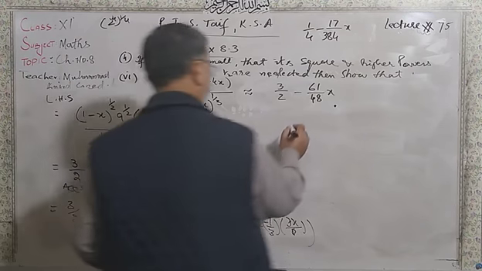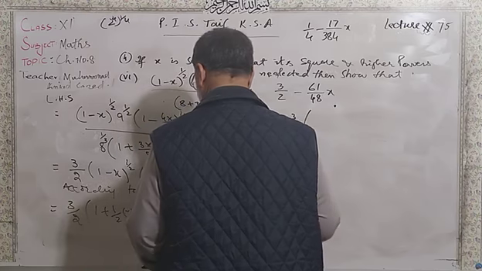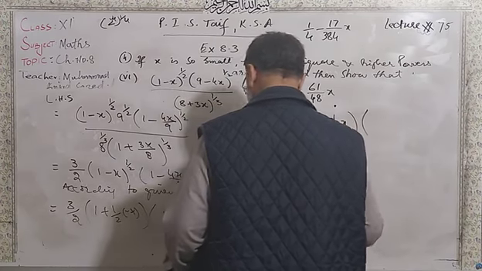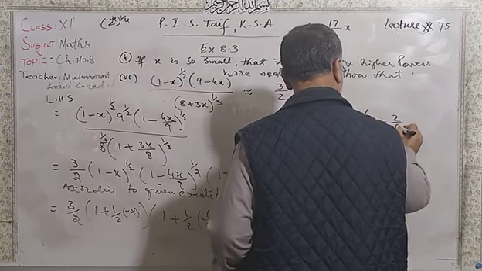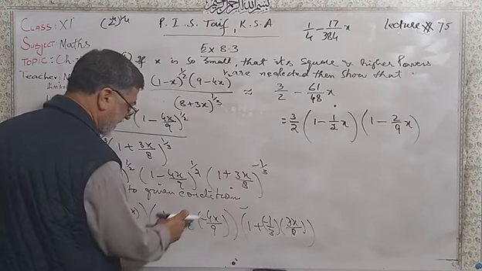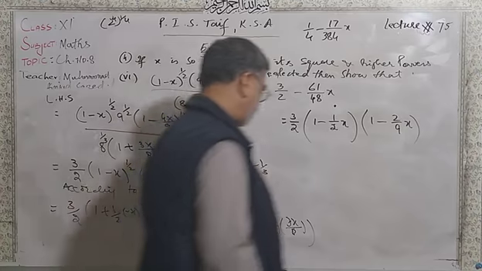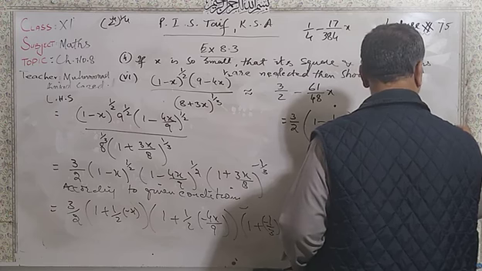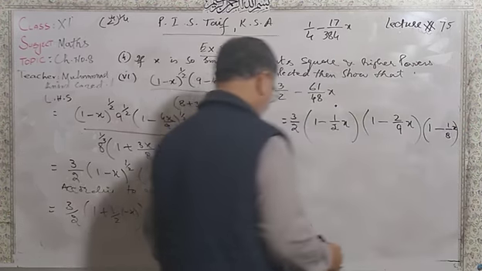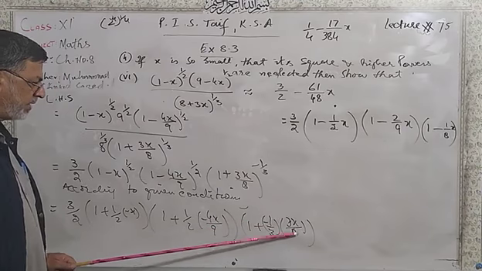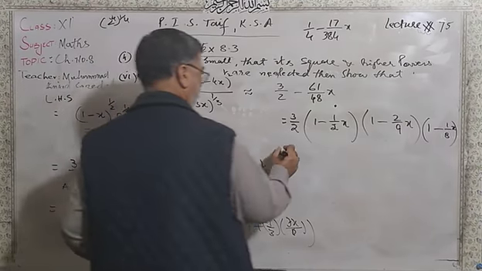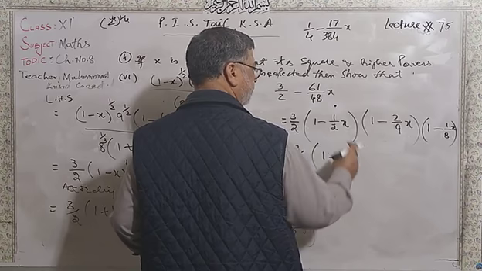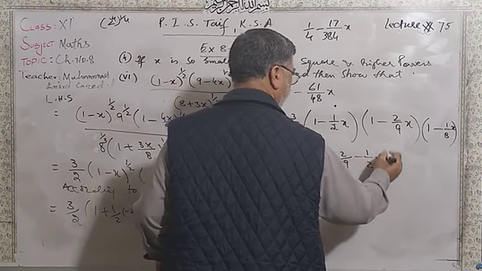Dear students, we have 3 over 2 into 1 minus half x. Here is 1 minus 2 over 9x. Because this 2 will cancel this number, minus 2 over 9x. And then 1 minus 3 cancelled out, 1 over 8x. 3 over 2 into 1 minus 2 over 9, then minus 1 over 2x.